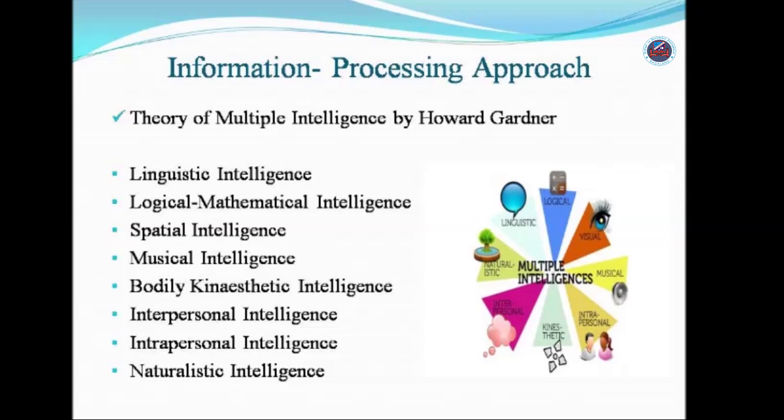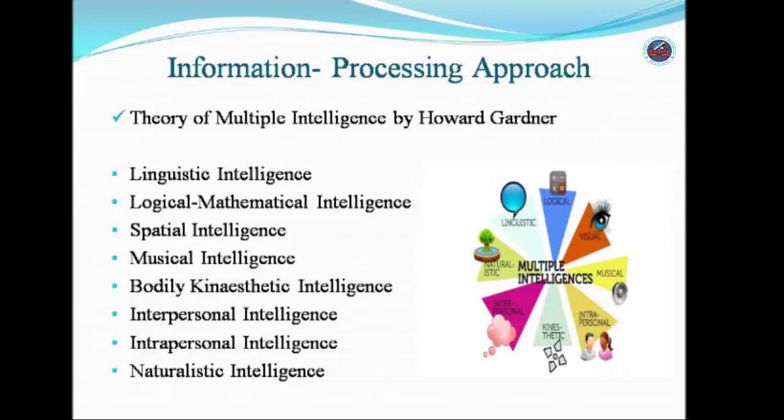Then comes the interpersonal intelligence. Interpersonal intelligence, here the individual is very sensitive in order to understand the behavior of other individuals. They have a skill where they can understand the motives, the feelings, and the behavior of the people around them. Then here the example can be psychologists, counselors, politicians, or social workers.